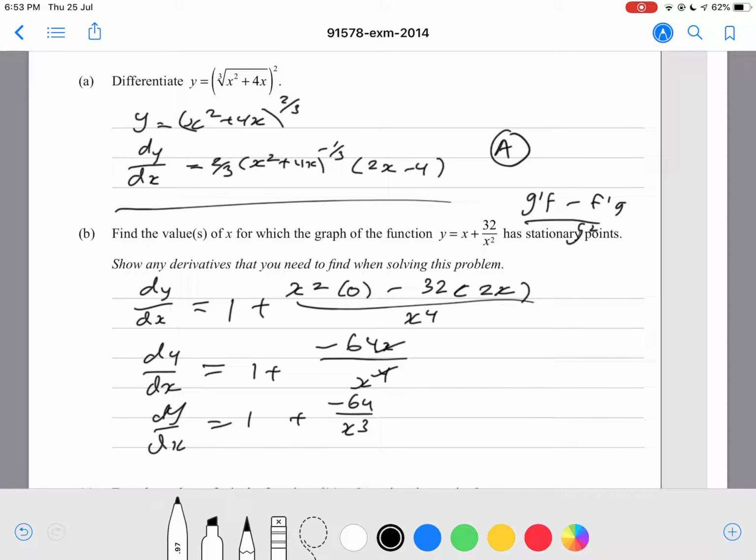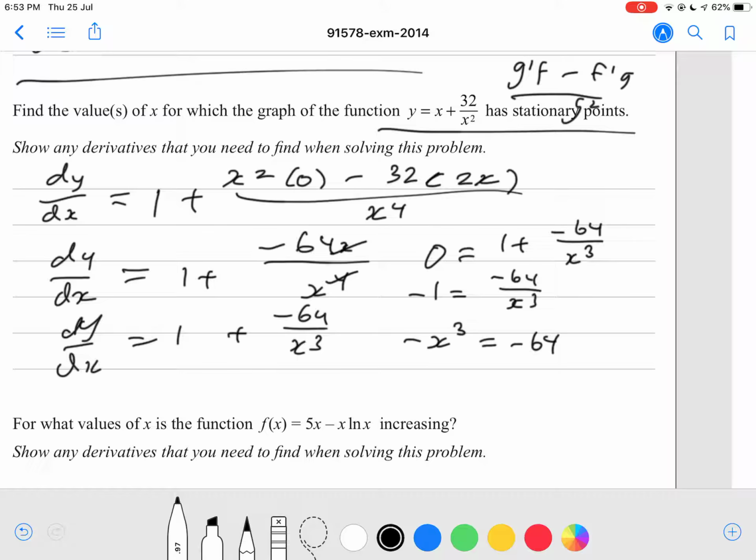Now when it says it has stationary points, that means the gradient is equal to 0. So we're going to substitute the derivative equal to 0. So 0 equals 1 plus negative 64 over x to the power of 3. Move the plus 1 to the other side, so negative 1 equals negative 64 over x to the power of 3. So negative x to the power of 3 equals negative 64.